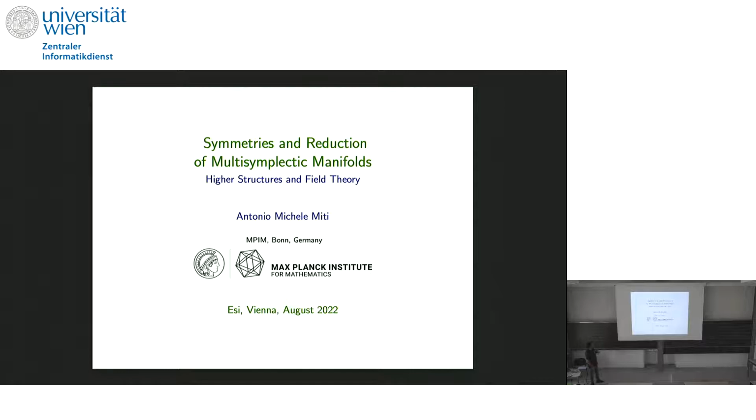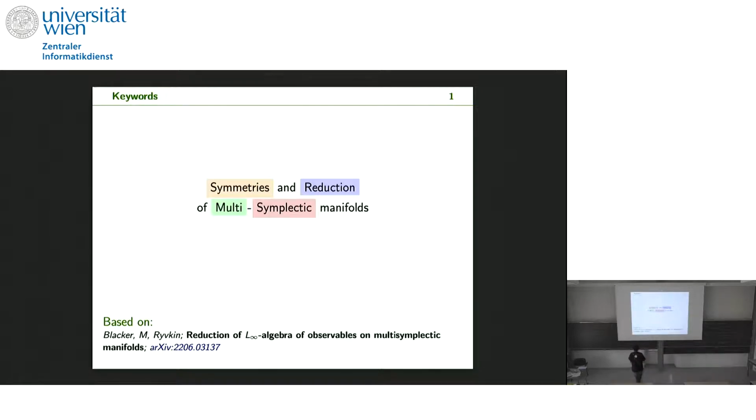Today's talk will be about the problem of reduction of multisymplectic manifolds with respect to symmetries. And this is based on a joint work with Casey Black and Leody Rybkin, that has appeared on arXiv 2 months ago. So it's quite new. And let me start quite slowly by dissecting the title, right?